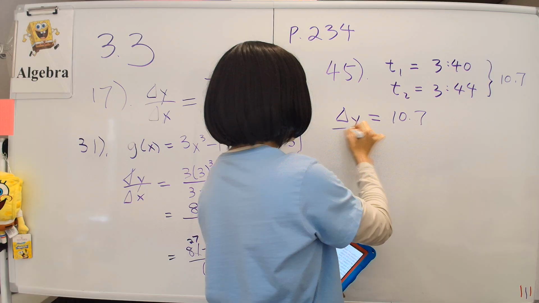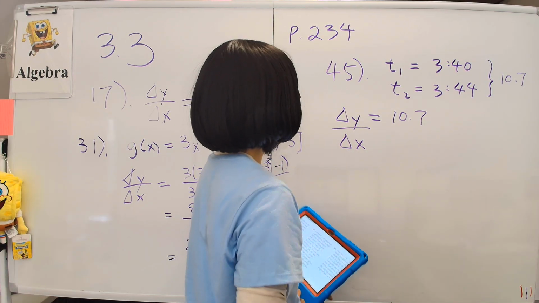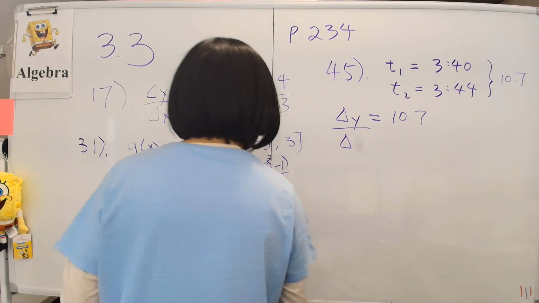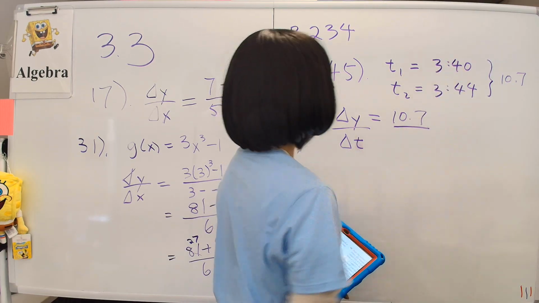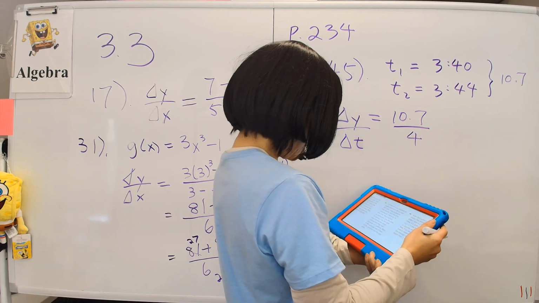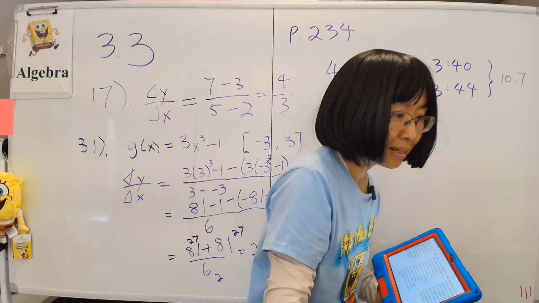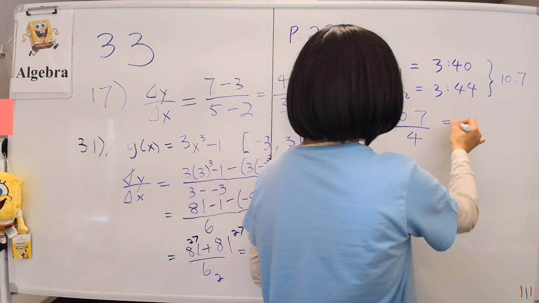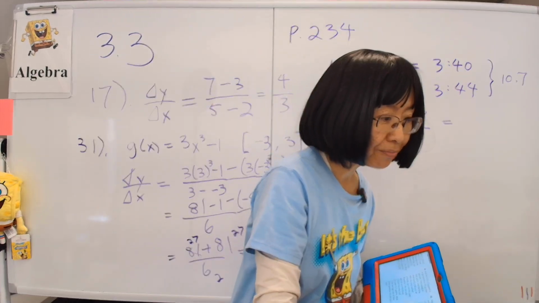And then the delta X, which is the change of time, we can also call delta T. Maybe I should call it delta T, which stands for delta X. So the change of time, delta T, will be equal to this time subtracted by that time, which is 4 minutes. And so what are we asking? What is the average rate of flow? Is that asking for per minute? Yeah, I think so. So 10.7 divided by 4, whatever that is, would be the answer to this problem.